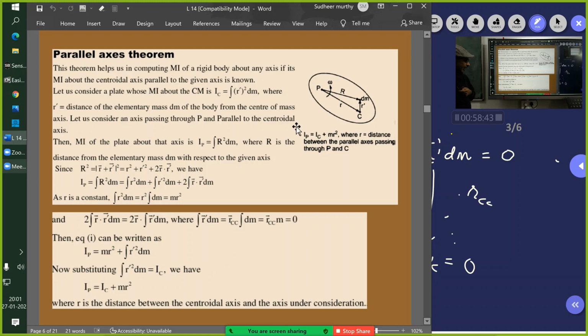And what is small r? The distance of the point, the axis, which is parallel to the axis passing through the center of mass, the perpendicular distance between the two, r. And this is nothing but the parallel axis theorem. Did you all get it?